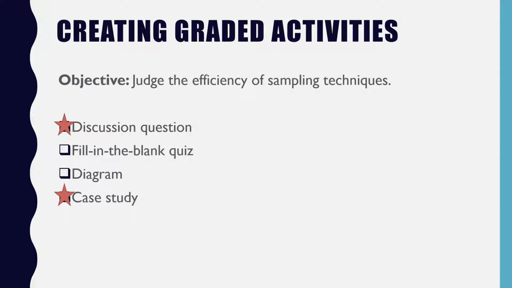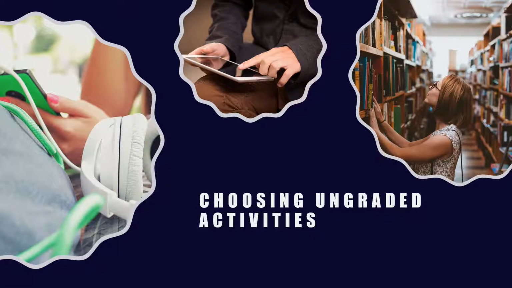The discussion question and a case study are examples of graded activities for the objective, judge the efficiency of sampling techniques. Once you've created the graded activities that will assess the objectives for your lesson, you're ready to identify the ungraded activities that will support both the objectives and the graded activities.